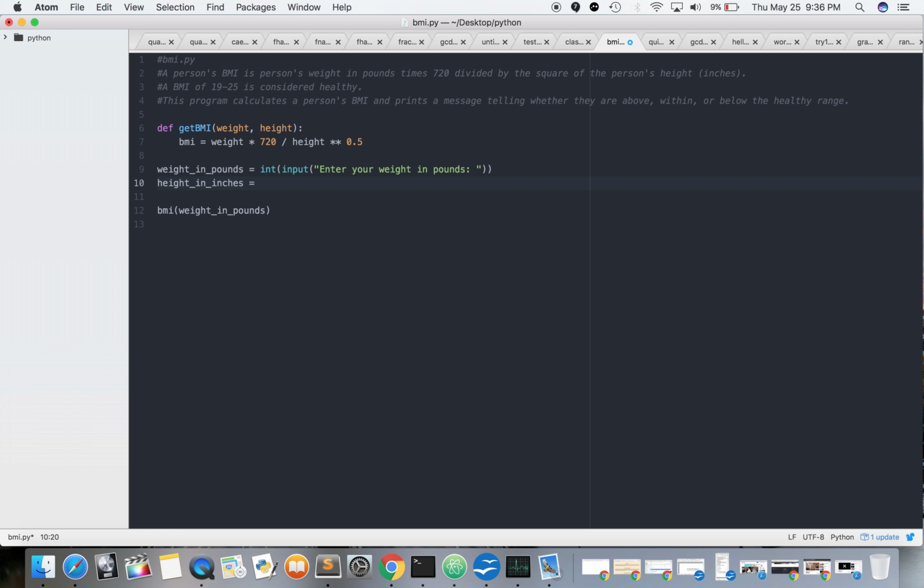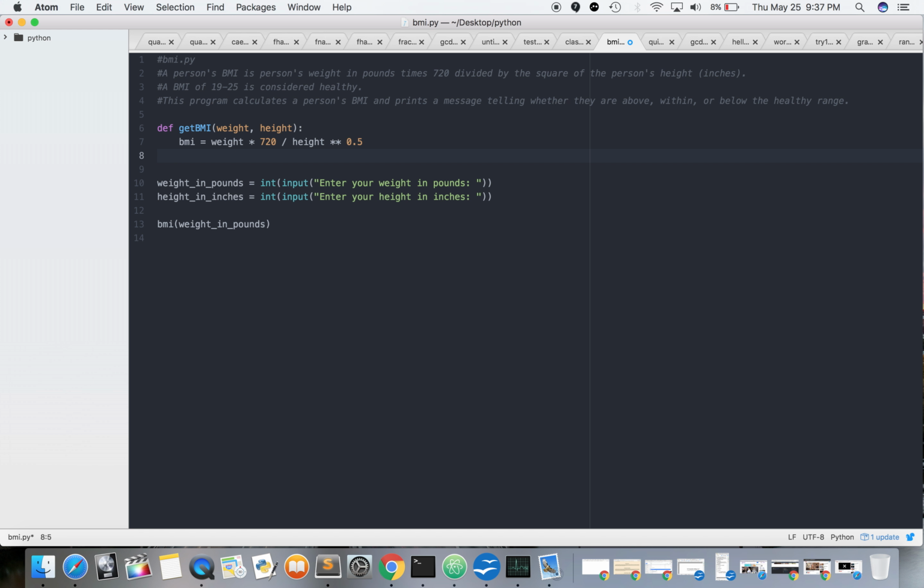Let's just call it an int. I mean, we could call it a float. Enter your height in inches. I mean, we could get it more precise and more fun, I guess, with regards to feet and inches. We can maybe work on that. How many feet tall are you? How many inches?